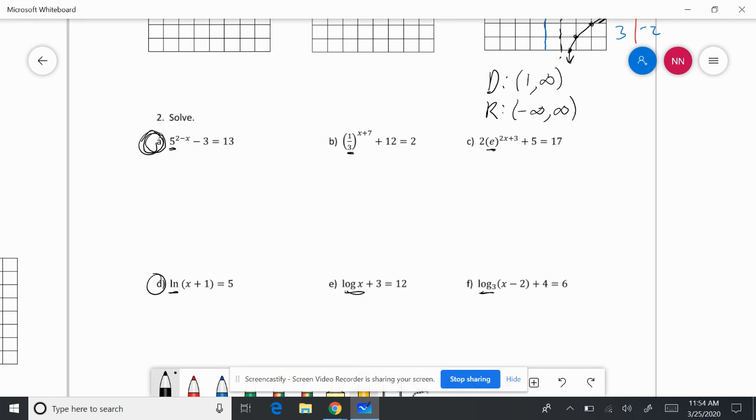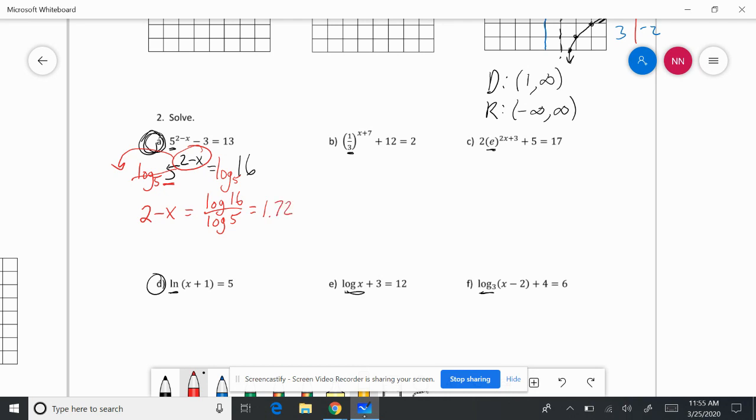When we're looking at letter A, our first step is going to be add the 3. So what we have is 5 to the 2 minus x is equal to 16. Then I have to get rid of the base of 5. So I'm going to do the log base 5 on both sides. This once again becomes 1. We take our exponent, bring it to the front. 2 minus x times 1, of course, is 2 minus x. Change of base formula, if you remember, is log of 16 divided by log of 5. When we put that into our calculator, what we get is 1.72.